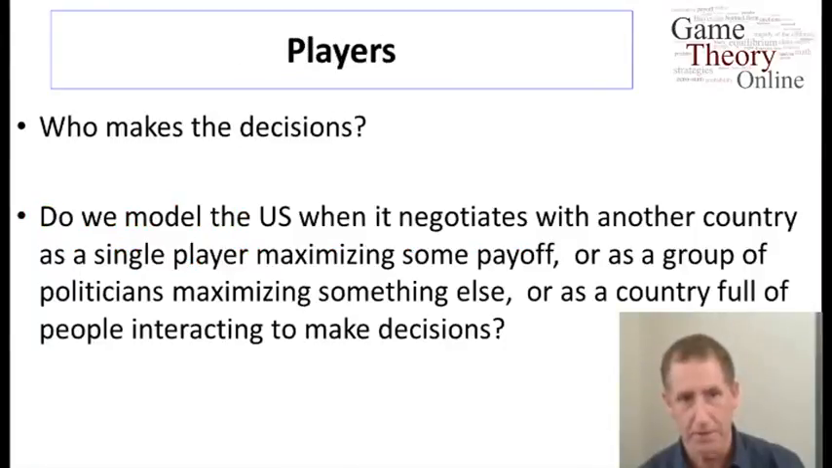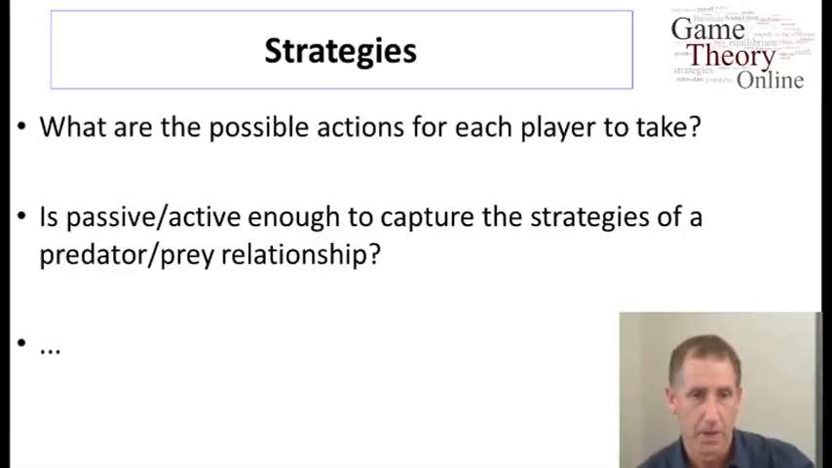Let's start with the players. So who are these decision makers? Well, let's take an example. When we're speaking about negotiation among countries, are we speaking about the U.S. as a single entity? Are we speaking about some political party or some office, the State Department, or about all the citizens? It's a decision we need to make as modelers, and that's the first thing we need to do.